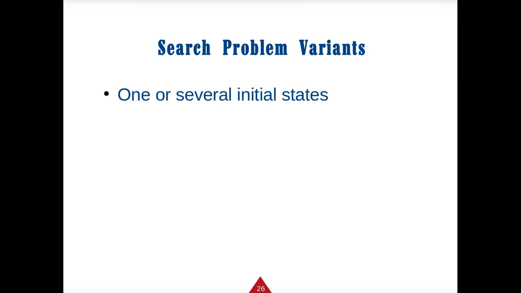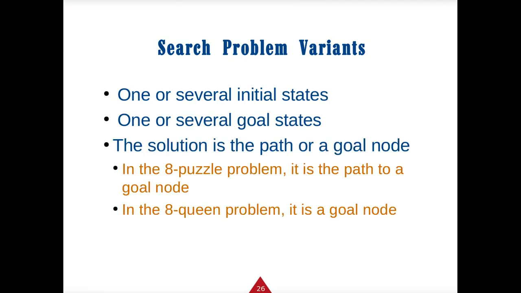So for the different search problems, you might have different initial states or multiple initial states, multiple goals. You can have initial states going into the same goal, or initial states going towards different goals. In the eight puzzle problem, it is the path to a goal node. And in the eight queens problem, the actual thing you're going towards is the goal node itself, whether it's calculating the path or just calculating the goal node at that moment.